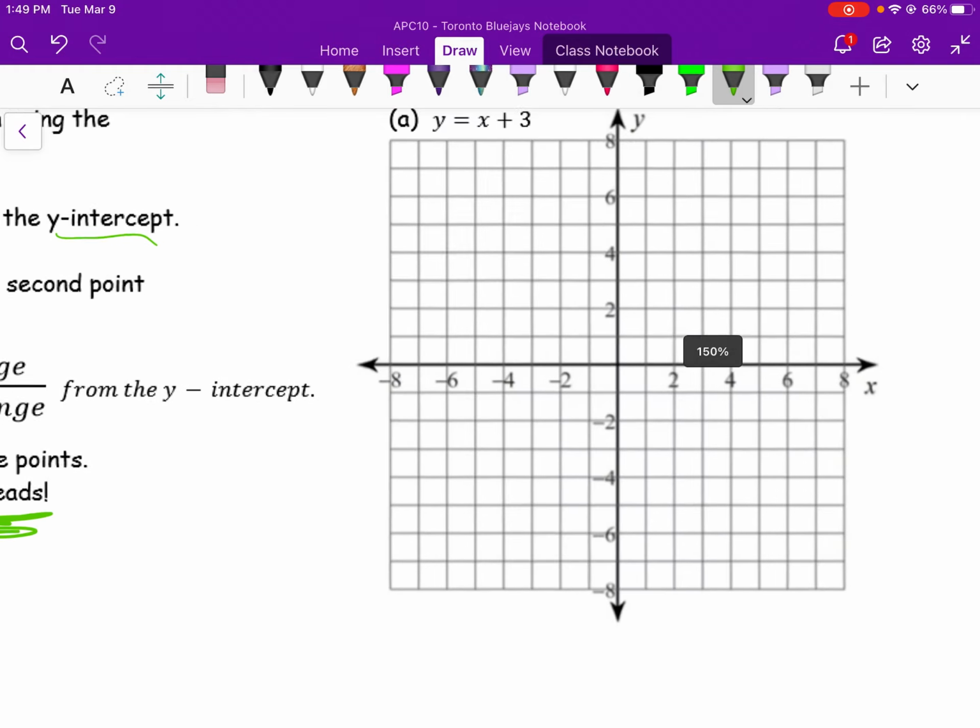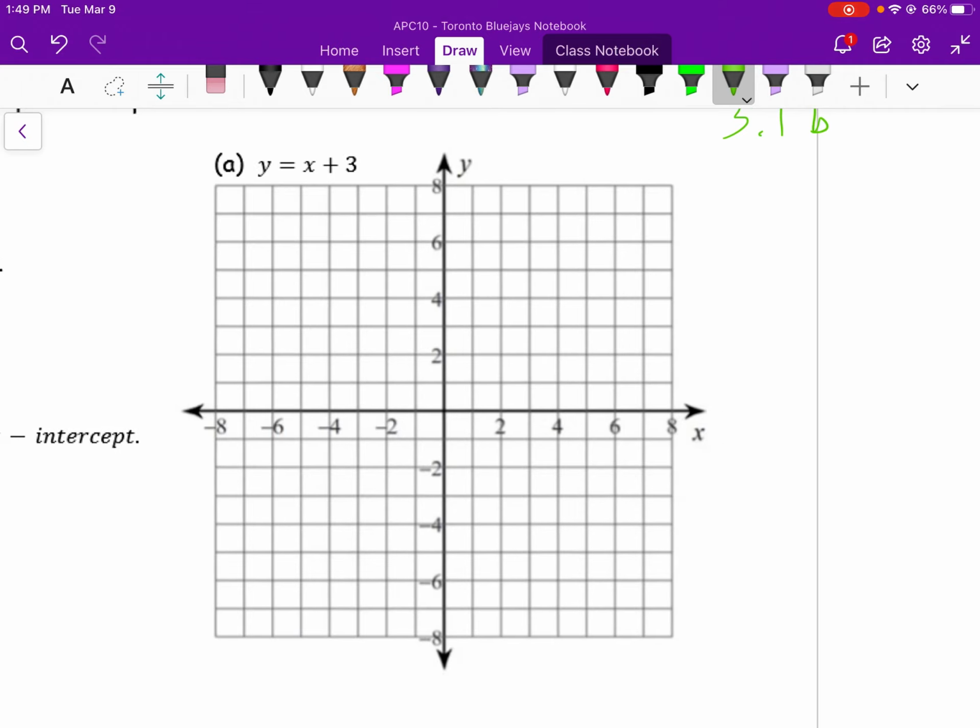So allow me to consider the function y is equal to x plus 3. So my slope, first step, my slope is 1. My y-intercept is 3. My slope was m, y-intercept was b.